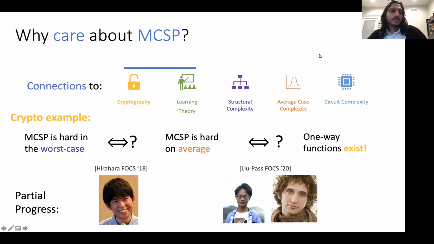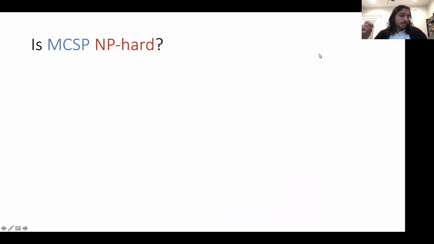Okay, cool. So what that really motivates is this: if it turns out that MCSP's worst-case complexity does characterize one-way functions, it's very natural to ask, is this problem NP-hard?